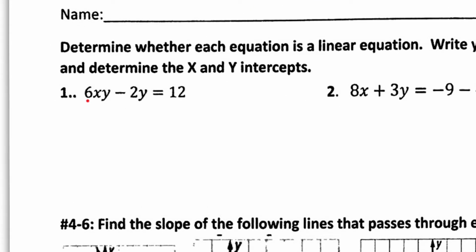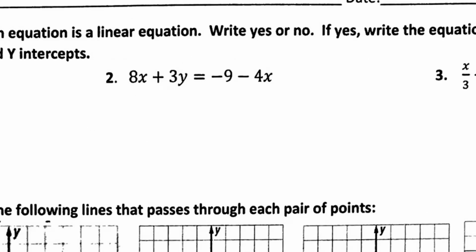Looking at question number 1, we have 6xy minus 2y equals 12. First of all, in order to be linear, x and y cannot be side by side multiplying each other. So this one, right away, we know it's not going to be linear. It's going to be a different graph or a different function, but it's not linear. So we don't have to find the x-intercepts. We do not have to find the y-intercepts.